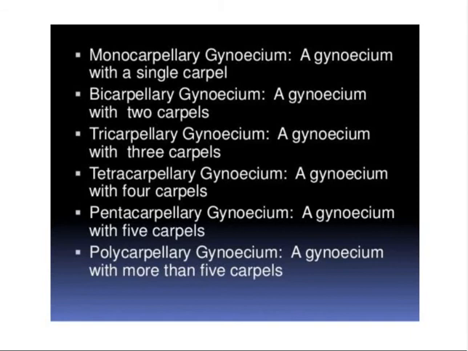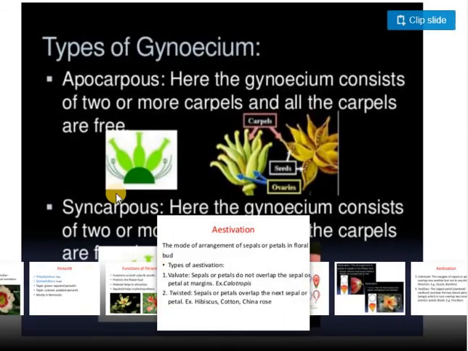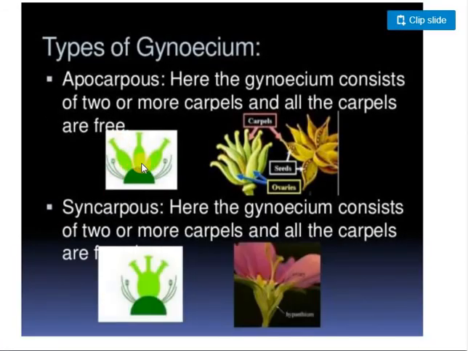When three carpels are present, it is called tricarpellary gynoecium. When four carpels are present, it is called tetracarpellary gynoecium. And when five carpels are present, it is called pentacarpellary gynoecium. And when there is presence of more than five carpels, that is called polycarpellary gynoecium. See the diagram. So this is three carpels, so tricarpellary. So there are many. This is polycarpellary.